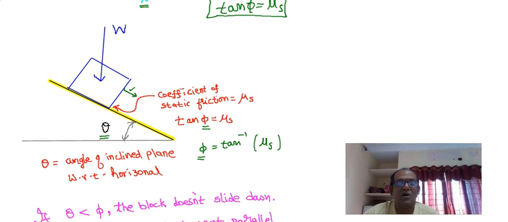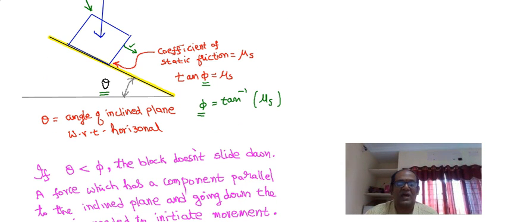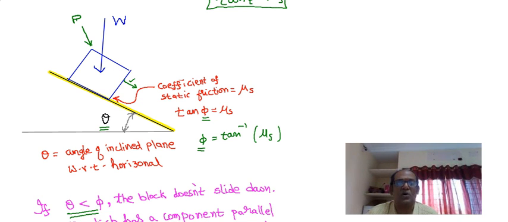A force like this, or a component of force which is somewhat like this, which has a component going down the inclined plane. Until and unless we apply such a force P, the block does not slide down the inclined plane as long as theta is less than phi. We need to apply a force as shown over here to cause the block to slide down when theta is less than phi.